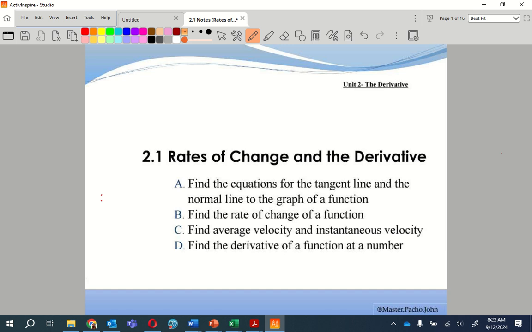Rates of change and the derivative. Find equation of tangent line and normal line. Graph the function. Find the rate of change. Find the average velocity and instantaneous velocity. Find the derivative of a function at a number. So, what did I say that a derivative actually is? Finding a slope, right? Everything has to do with just the slope.